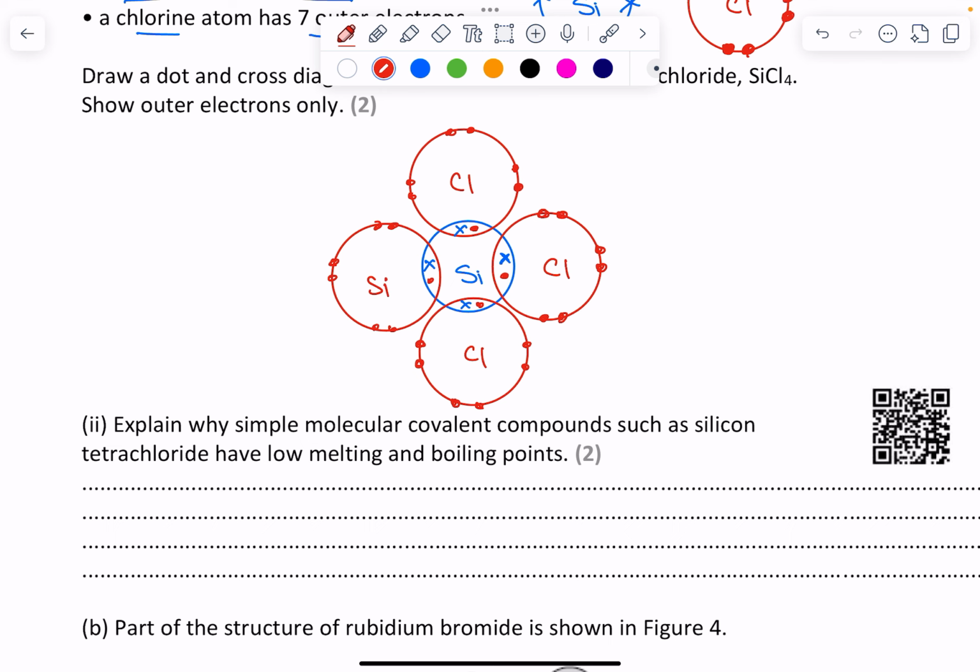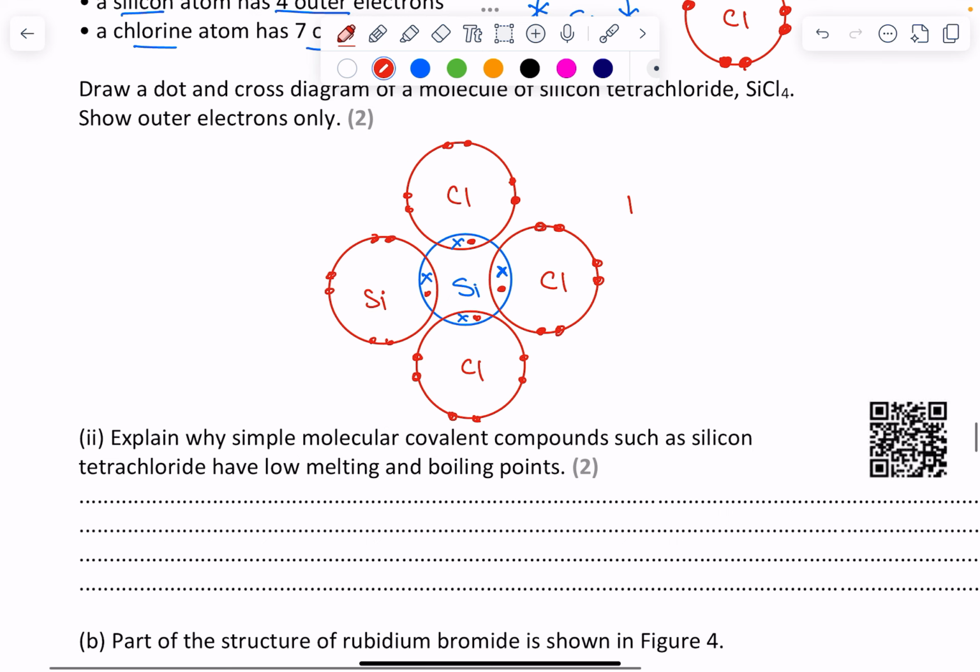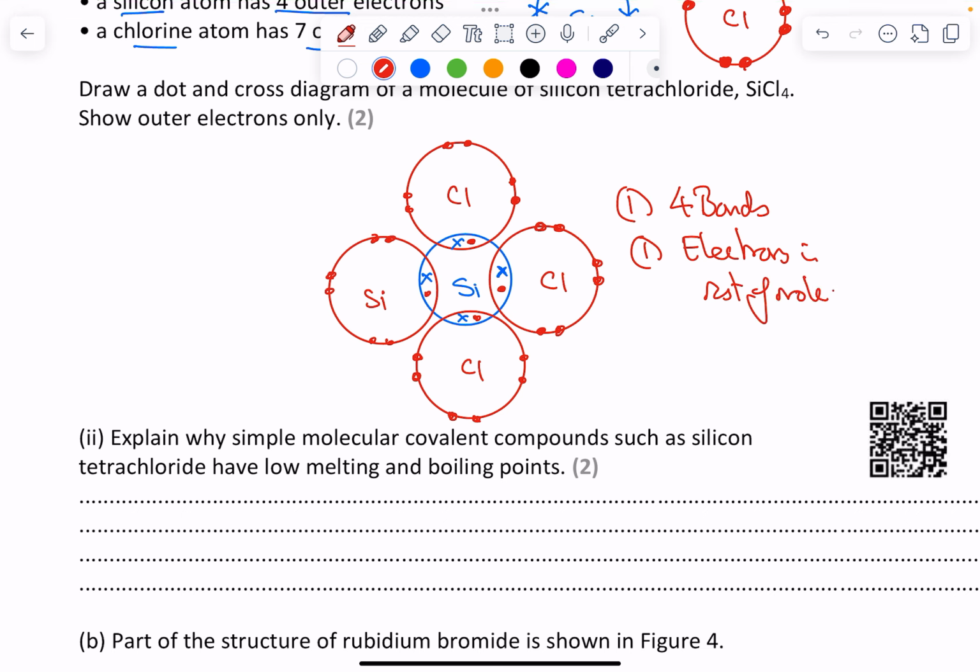Marks wise, you get 1 mark if you've got the 4 bonds correctly drawn with 2 electrons in them, and you get a second mark for the electrons in the rest of the molecules. Okay, so that means that you've got these electrons here, not involved in bonding directly, but you've got 6 electrons on each one of these.